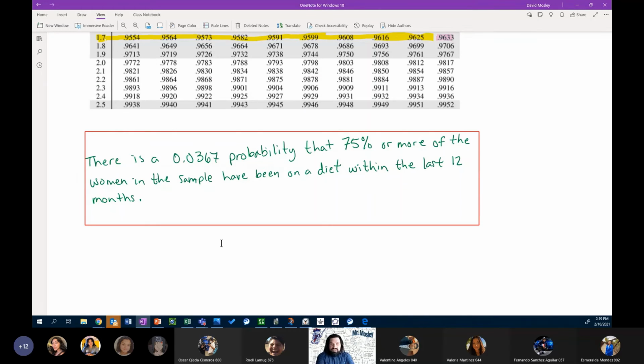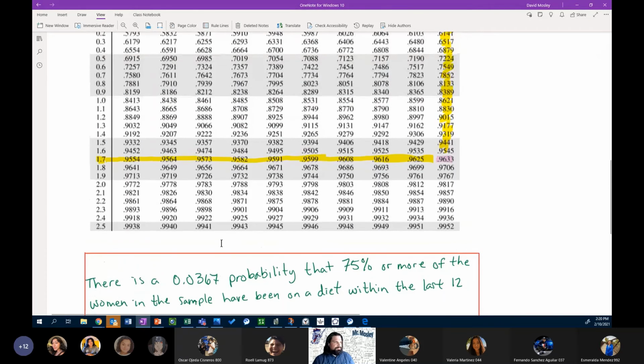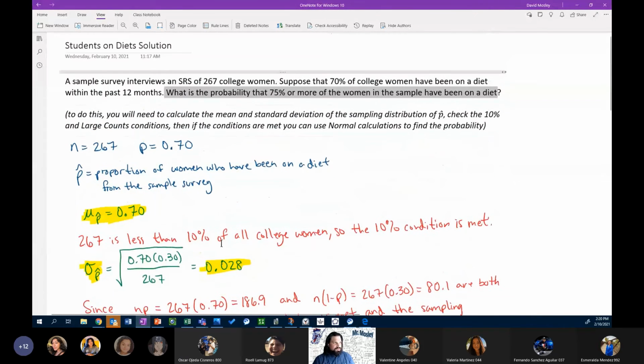Is there anything I can explain in more detail for you? Or anything you'd like clarified? So this is how we can work through that first problem. There's some steps to it.